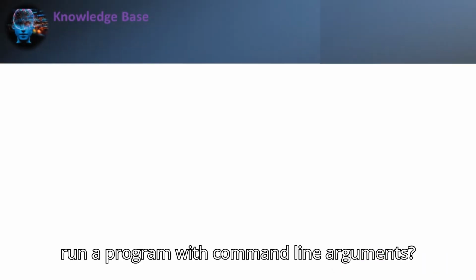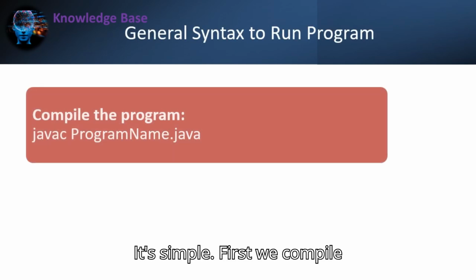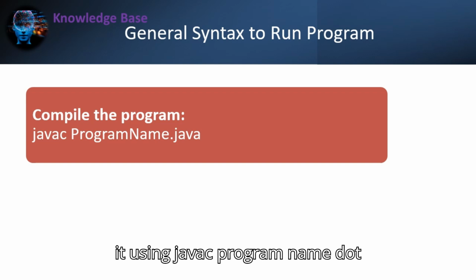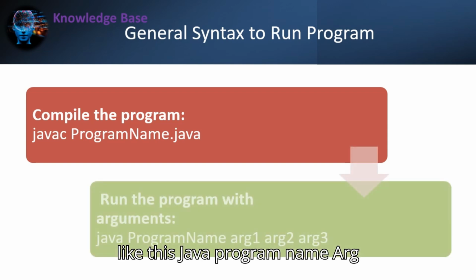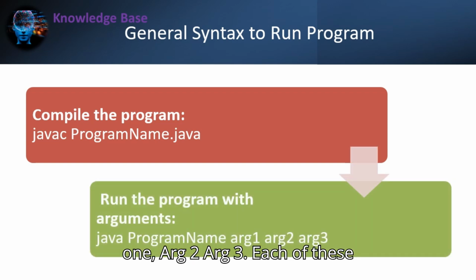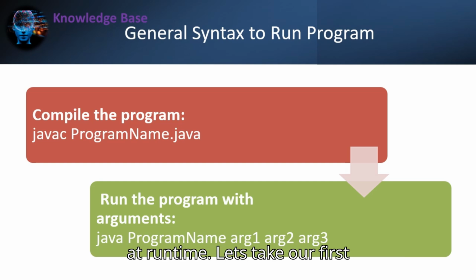So how do we run a program with command line arguments? It's simple. First, we compile it using javac ProgramName.java, and then we run it with arguments like this: java ProgramName arg1 arg2 arg3. Each of these arguments will be passed into our program at runtime.